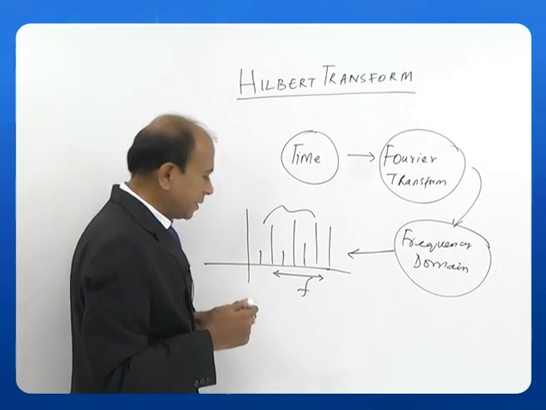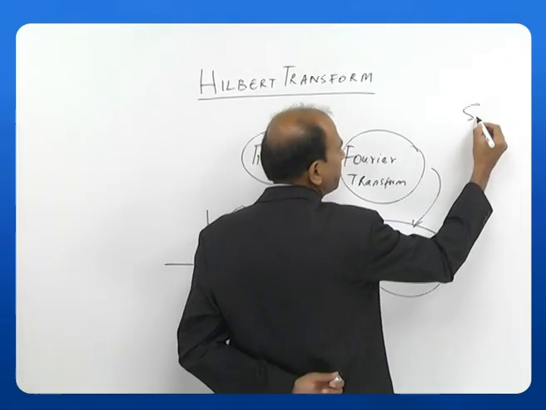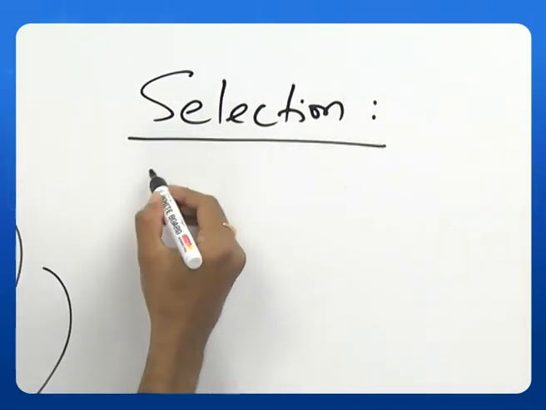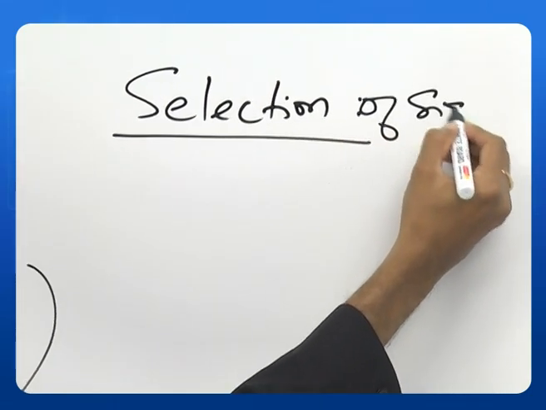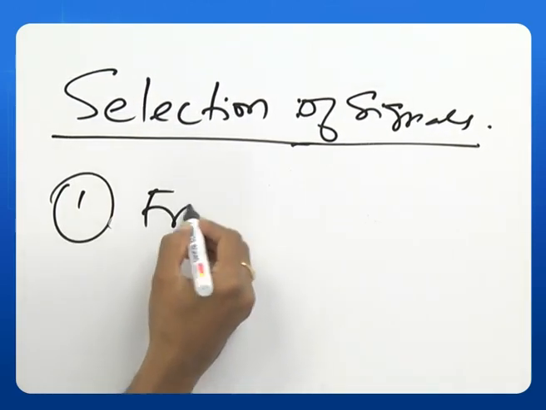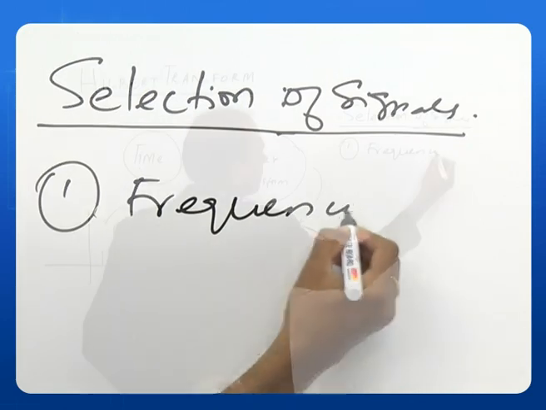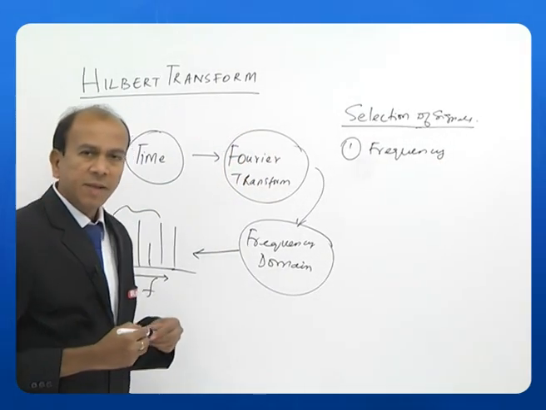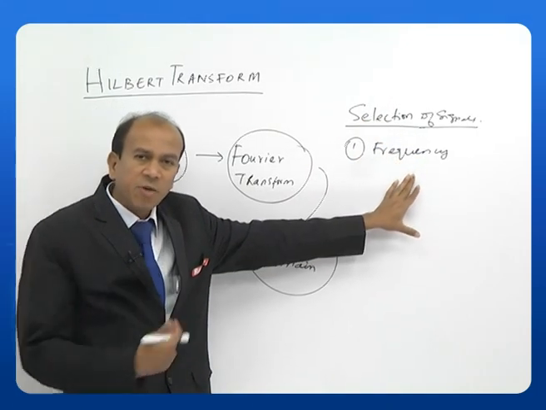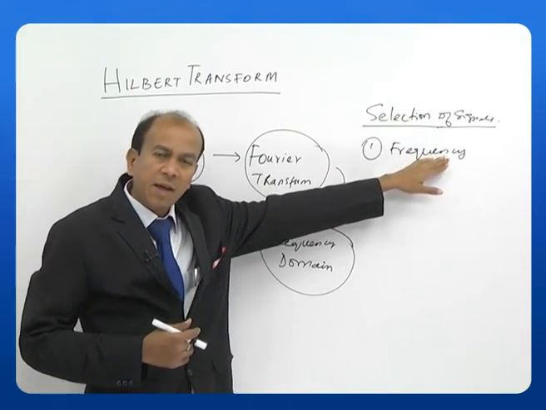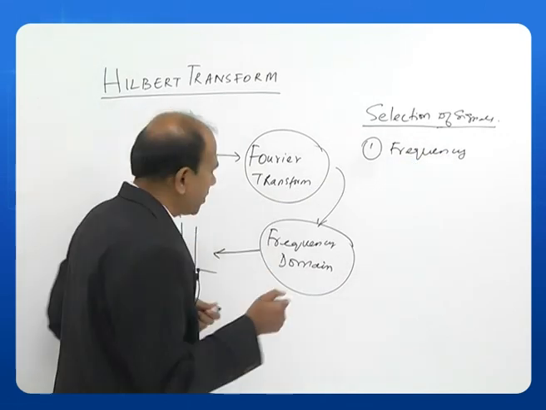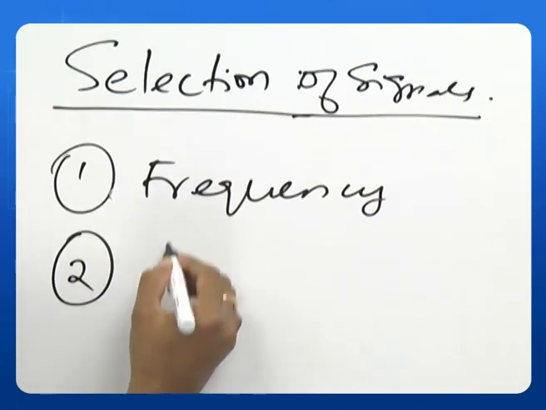That means in selection of signals, one method is using frequency. I want to select a particular batch of signals, so I get a frequency domain representation of the signals, and based on the frequency, we select them. That is one. The second one is what is called phase selection.